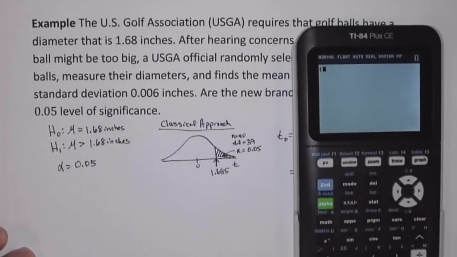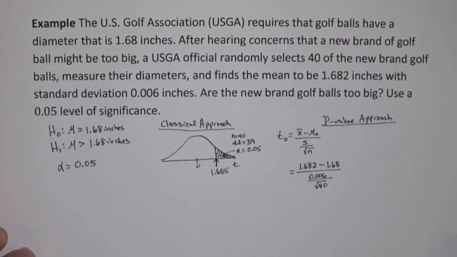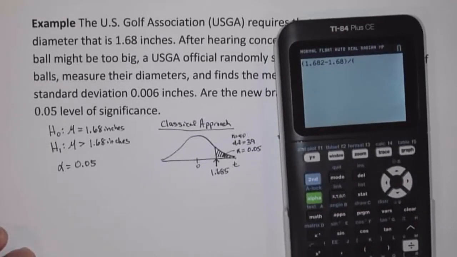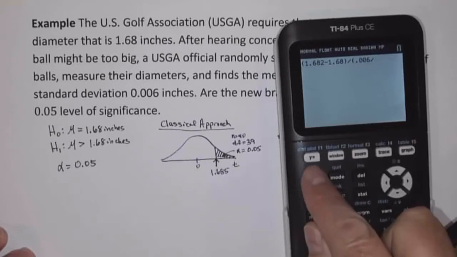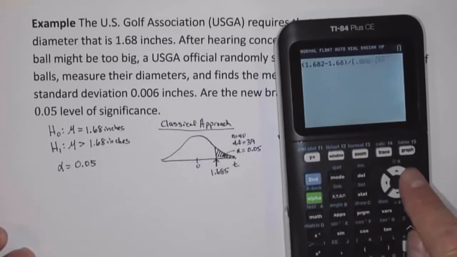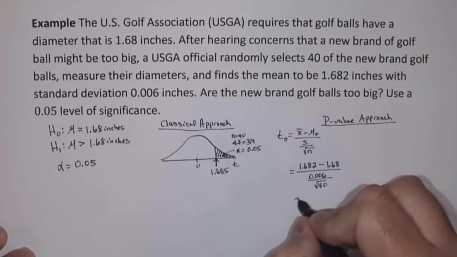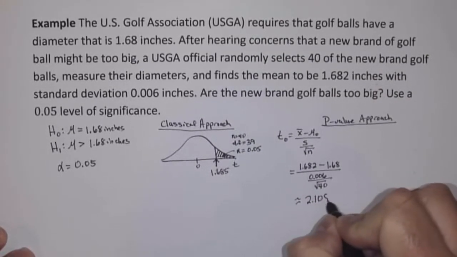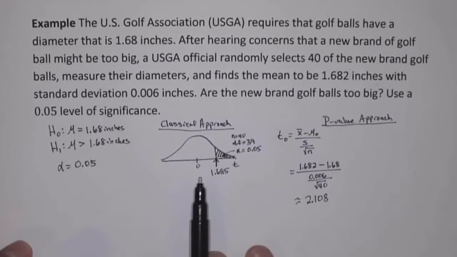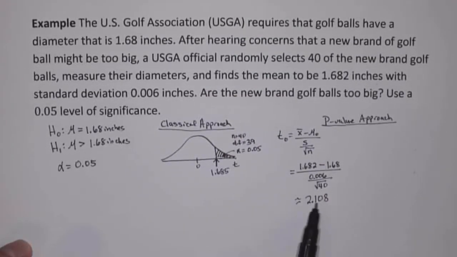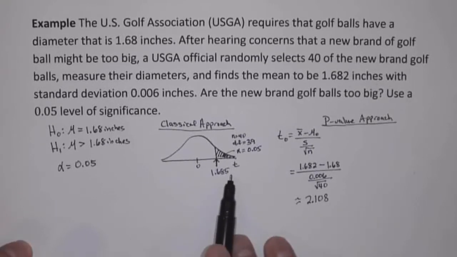So, parenthesis, 1.682 minus 1.68, close parenthesis, divided by, now here we have to put the denominator in parentheses. So parenthesis 0.006 divided by the square root of 40, close the parenthesis for the denominator, and so I get 2.108. So again, if I'm using the classical approach, I would compare the 2.108 to the 1.685.